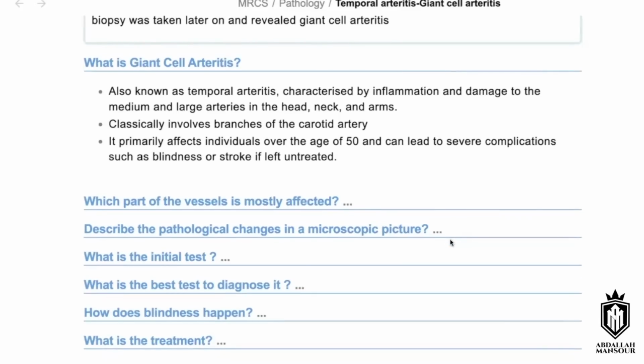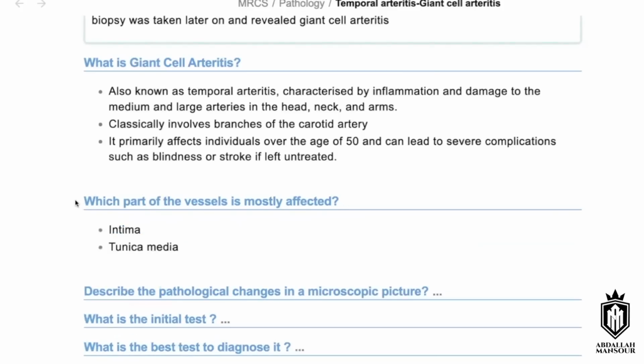Which part of the vessel is usually affected? It's mostly the media with intimal hyperplasia. Yeah, so usually the tunica media and the intima as well.